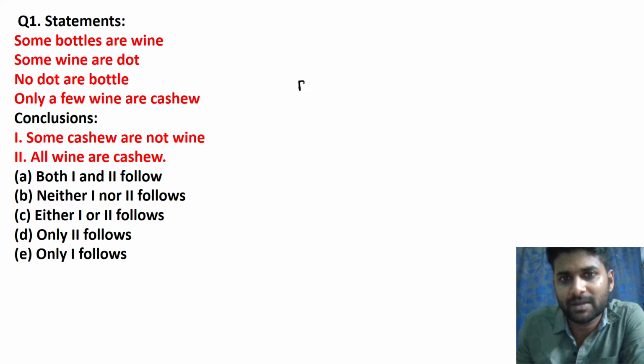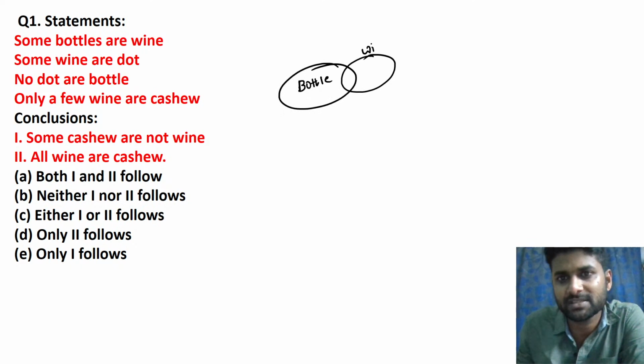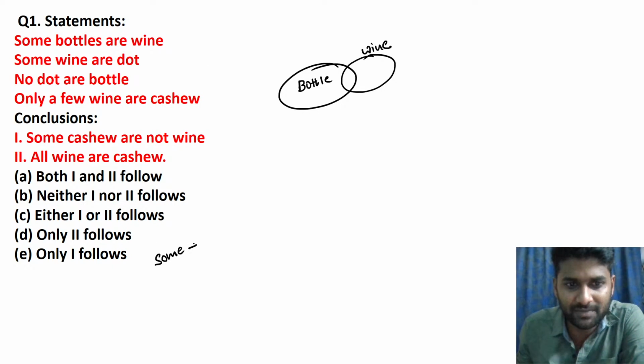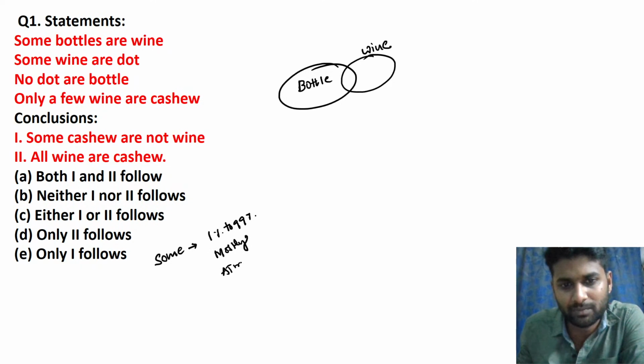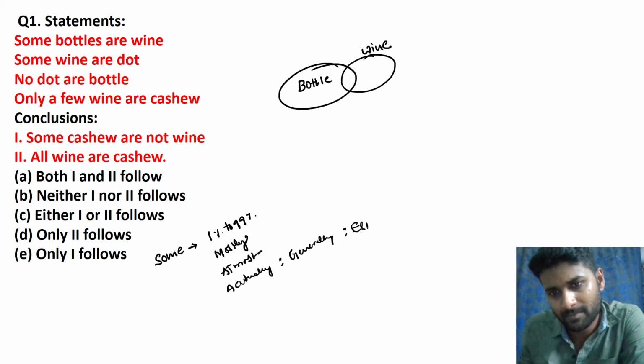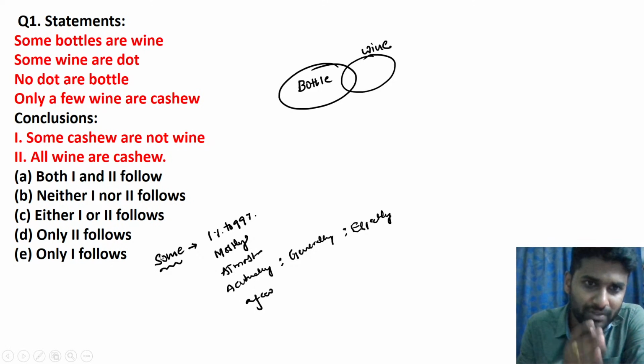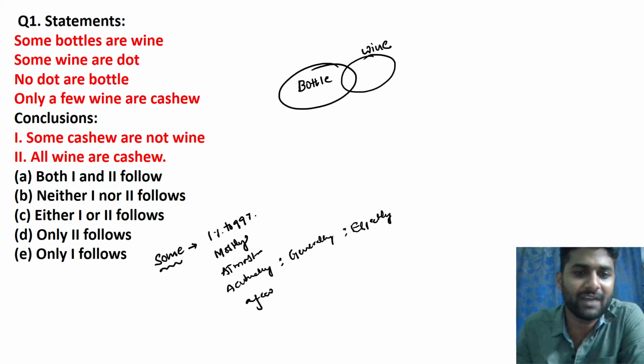Some bottles are wines. Just represent your figure. If I consider one bottle, some portion of it is represented as wine. Guys, here we have different terms related to 'some'. You just understand those terms. Some can be represented as 1% to 99%. Terms like mostly, at most, actually, generally, especially, a few. In this way we have different terms, but each and every term represents some. So don't consider that some is 50%, guys. It can be any value from 1 to 99%.